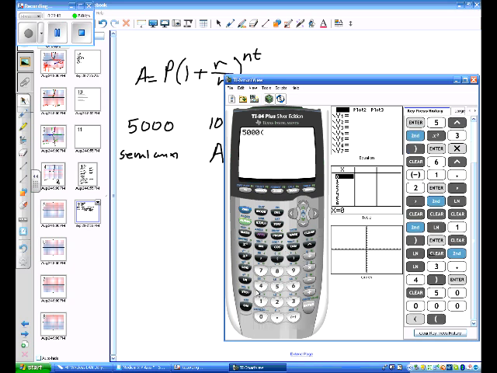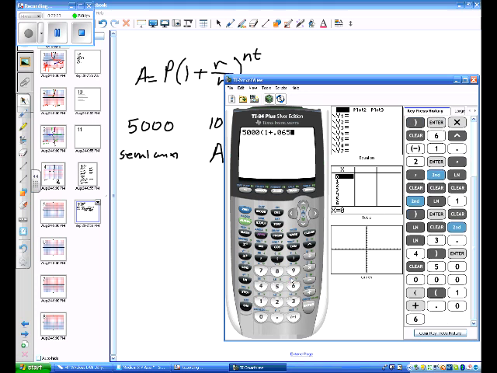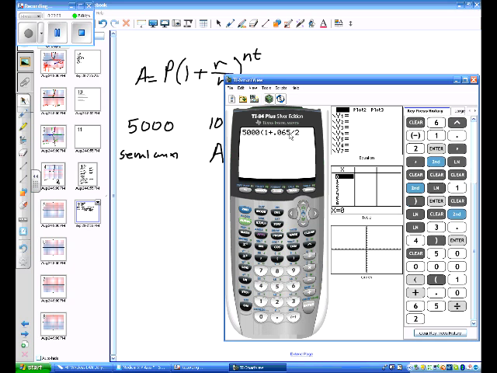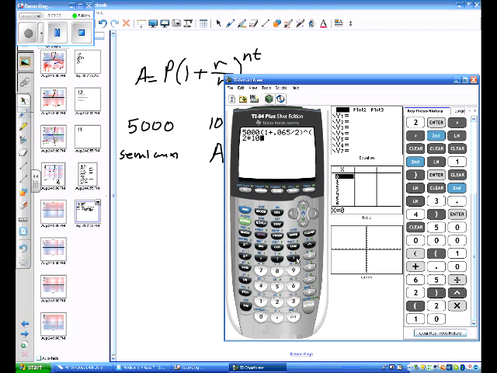Then it's going to be parentheses 1 plus 0.065 divided by 2. Now our order of operations tells us it's going to do that division before it adds, which we wanted it to do. Okay, raised to, now it was going to be 2 times 10. So you either have to put that in parentheses, parentheses 2 times 10, or you can just say, well, 2 times 10 is 20, and put down the 20.